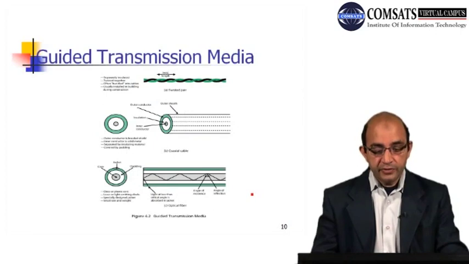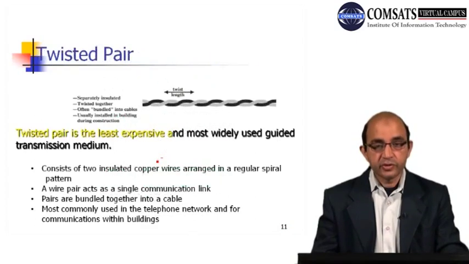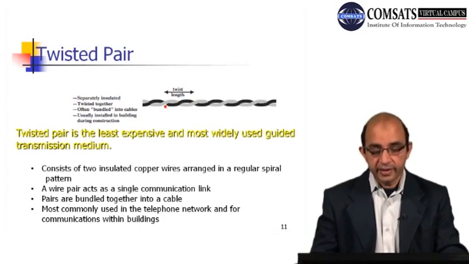So here we have shown different guided media graphically, right? So twisted pair, coaxial cable, and optical fiber. So let's talk about twisted pair, right? So you can see that we have a pair of wires and they are twisted, right?